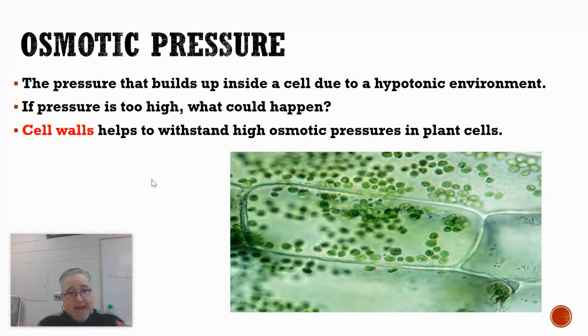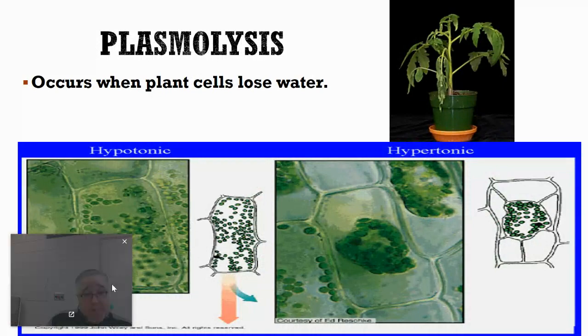Now, plant cells and animal cells are adapted a little bit differently to withstand this pressure, right? In an animal cell, we just have cell membranes. So if the osmotic pressure gets too great in our cells, they're just going to break. But in a plant cell, there is a cell wall, which does help to withstand some of that pressure a little bit better. So they're a little bit less likely to break if they have that cell wall intact.